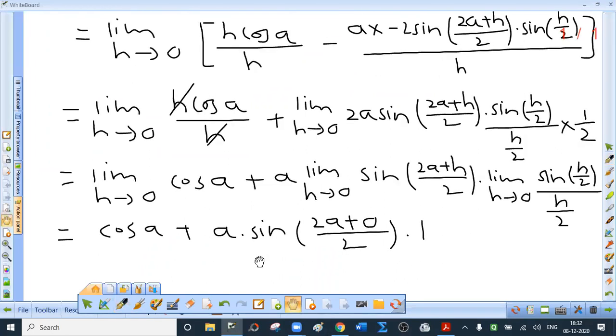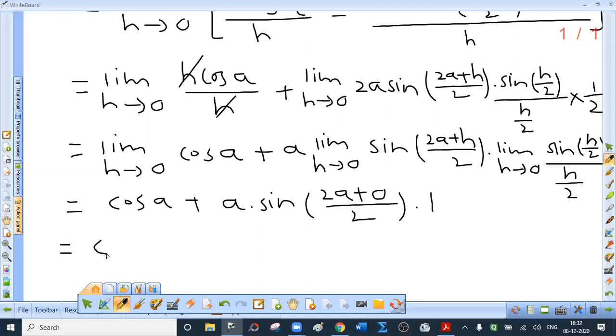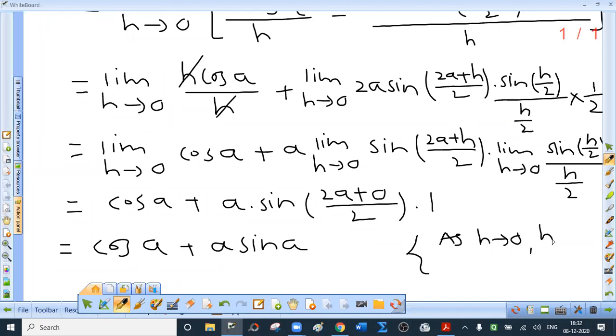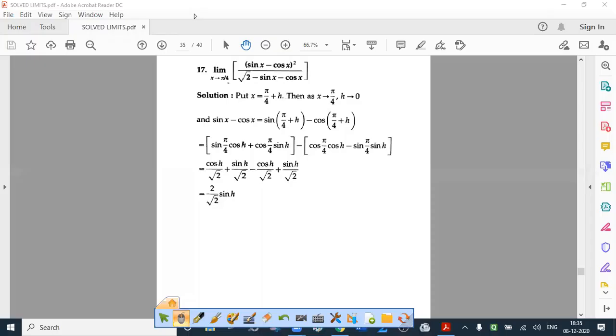So what is the final answer? Final answer is cos a plus a sine a. For that, of course, you have to mention the reason. As h tends to 0, h by 2 tends to 0, and limit y tends to 0, sine y upon y is nothing but 1. Okay. So cos a plus a sine a is the final answer. Now this is the last sum.